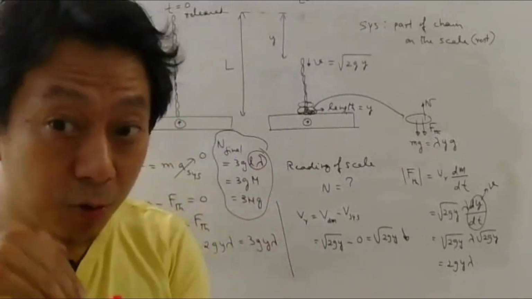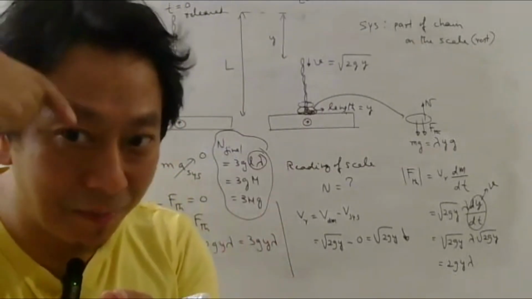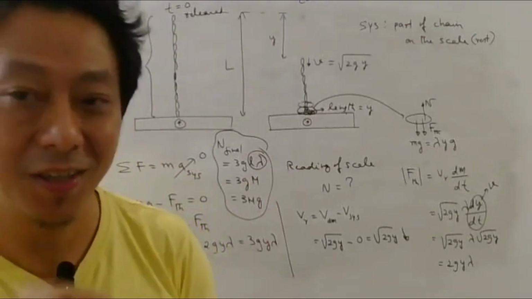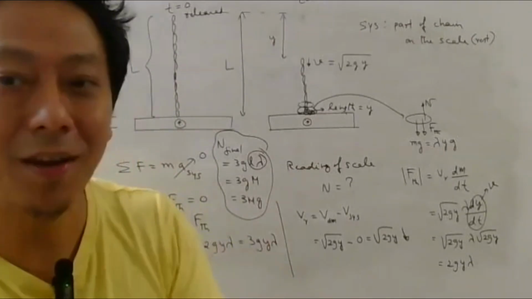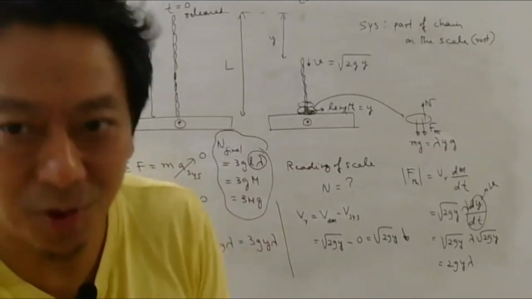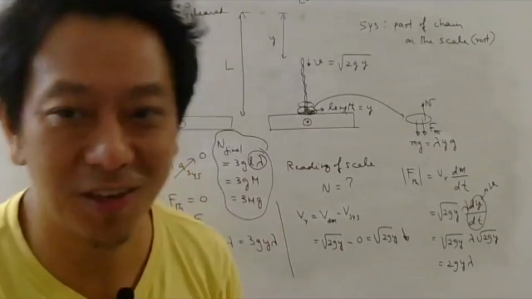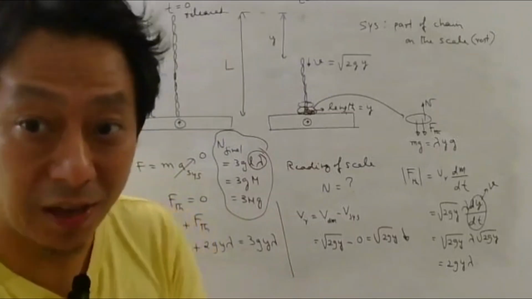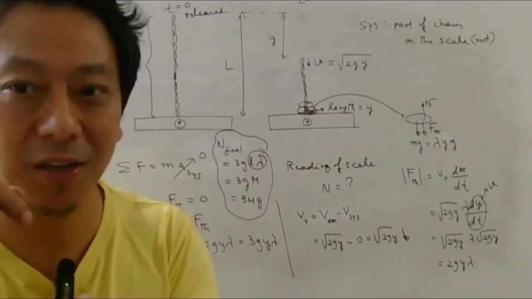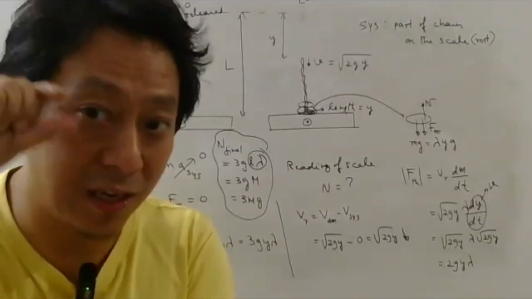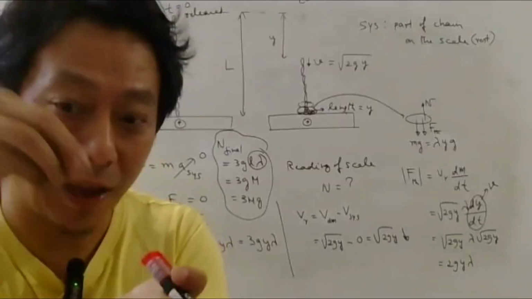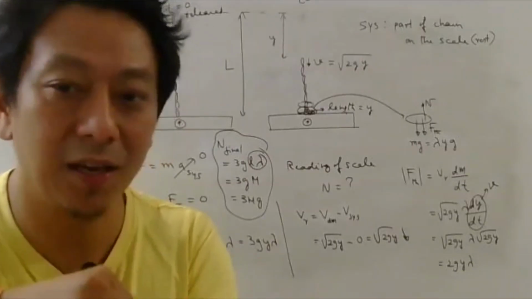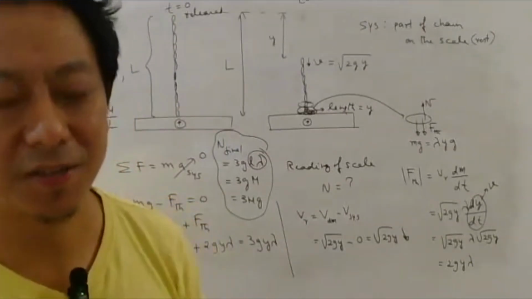This is when the last end is just after hitting, not about to hit, just after hitting. Then if you wait for some more time, what will the reading be? Mg only. Once it settles down, it will be mg. So why did this extra force come? Because the links of the chain are hitting and getting stopped. So every time you hit the scale, the normal will suddenly increase.